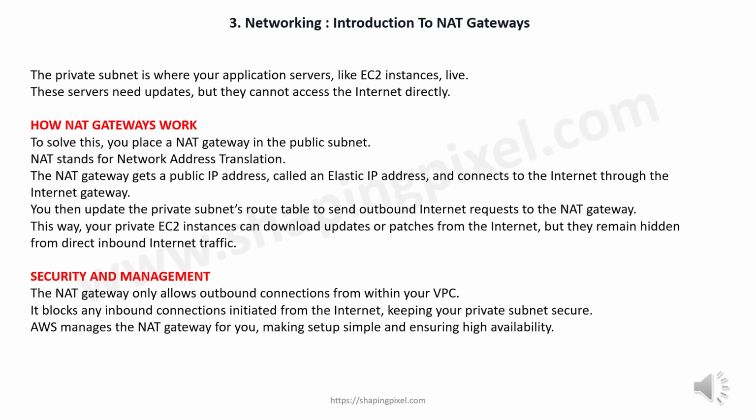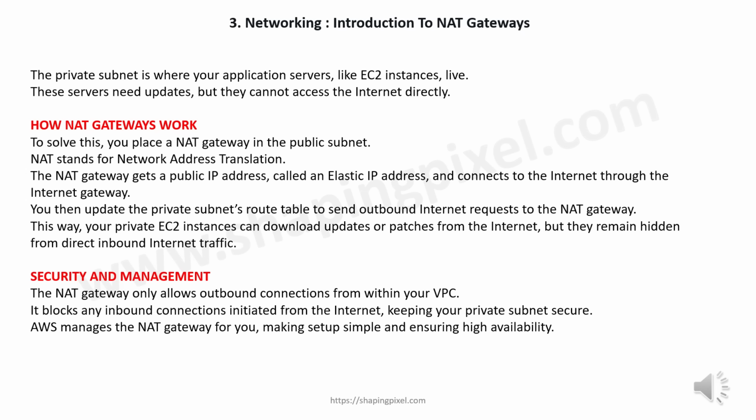Let us break down the role of a NAT gateway in a virtual private cloud, or VPC. Imagine your VPC has 2 subnets, one public and one private. The private subnet is where your application servers, like EC2 instances, live. These servers need updates, but they cannot access the internet directly. To solve this, you place a NAT gateway in the public subnet. NAT stands for Network Address Translation.